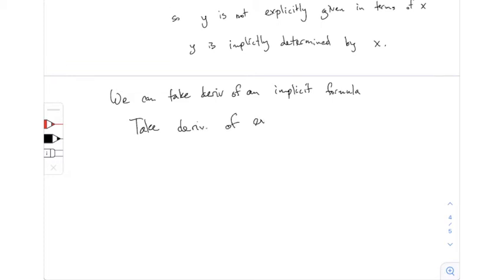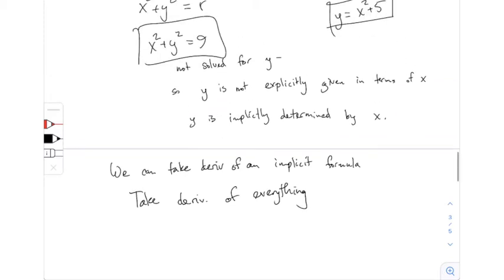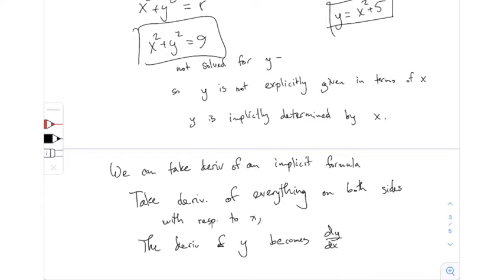Take the derivative of everything on both sides of the equation, right? Such a formula always has two sides to it. It's not just a function equals some stuff. It's got two sides of an equal sign. You take the derivative of everything on both sides with respect to x, that is, thinking of x as the variable. And so, for example, the derivative of x becomes 1. But y is a special thing. When you take the derivative of y, what you get is dy dx, right? That means the derivative of y. And anyway, this is how you do the implicit derivative.